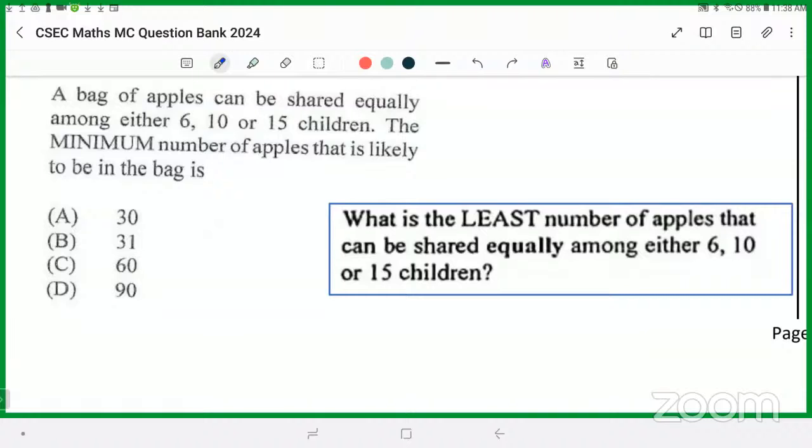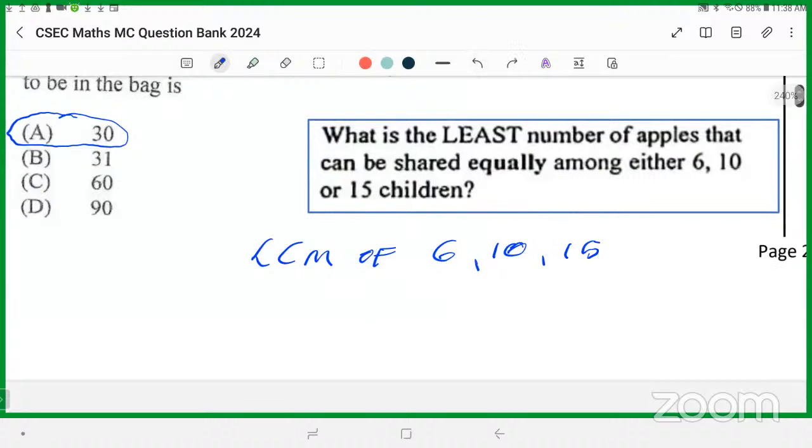You're looking for the lowest common multiple. For this one, it's going to be 30, right? 30 is the lowest common multiple. You're looking for the LCM of 6, 10, and 15. And when you're searching for the LCM, usually start working from the larger one first. So from the 15, the next multiple of 15 is going to be 30. And you check if 30 is also a multiple of those, which it is.